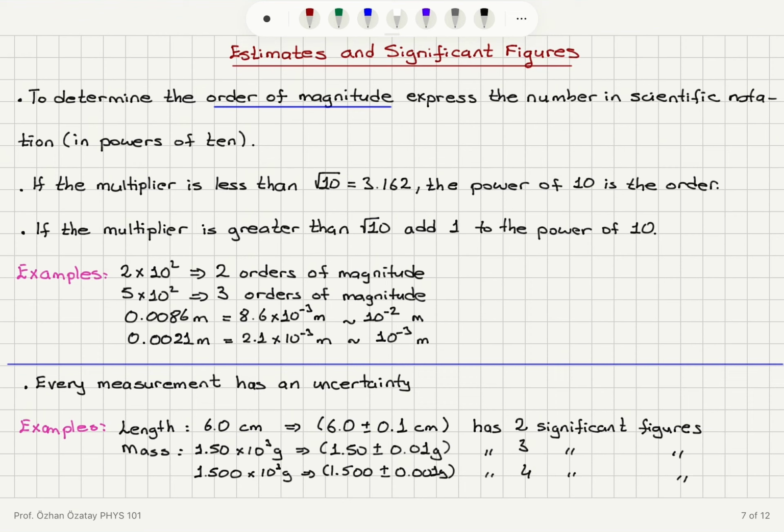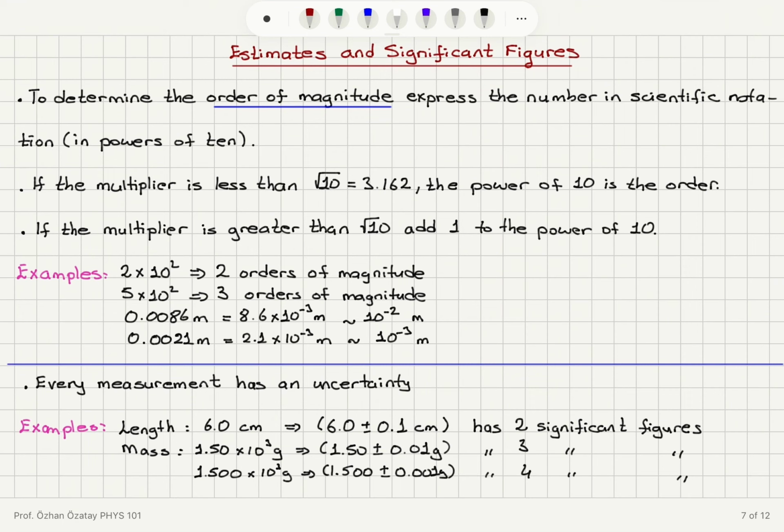So similarly, if we have 0.0021 meters, it will be 2.1 times 10 to minus 3 meters, and this will be approximately 10 to minus 3 meters. 2.1 is less than square root 10, therefore we will say this is minus 3 orders of magnitude. So this is how we come up with orders of magnitude for the results of the measurement of a physical quantity.